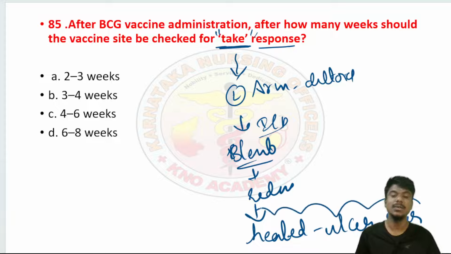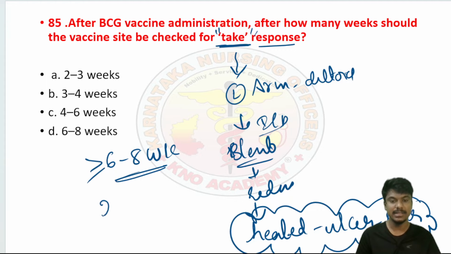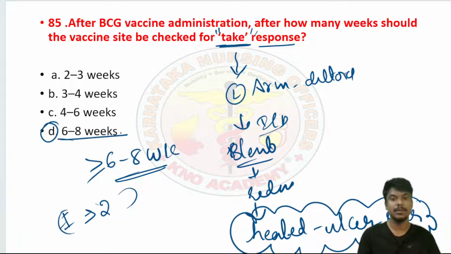Here the examiner is asking the time duration taken for scar formation or ulcer formation. Usually for a take response, it will take a maximum of 6 to 8 weeks. You should choose the maximum time, up to 1 to 2 months. The longer the duration, the better the take response will be. So your answer should be 6 to 8 weeks. Always choose whichever is the lengthier number of weeks as the answer.